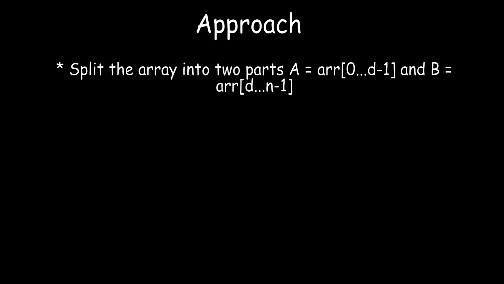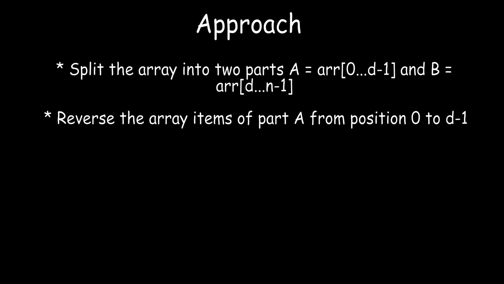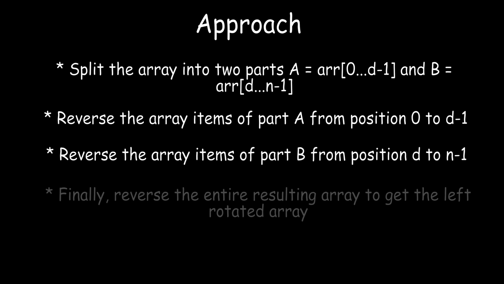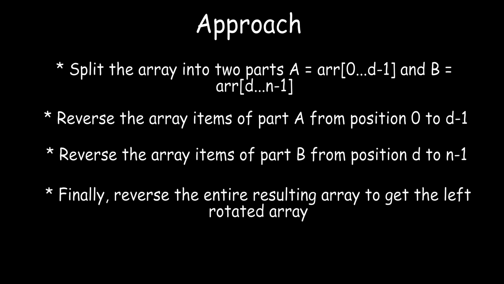So now the approach is to split the array into two parts. One array A contains the elements from 0 to d-1 and the other array B would contain elements from d to n-1. Then reverse the elements of array A, reverse the elements of array B, and finally reverse the entire resulting array to get the left rotated array.